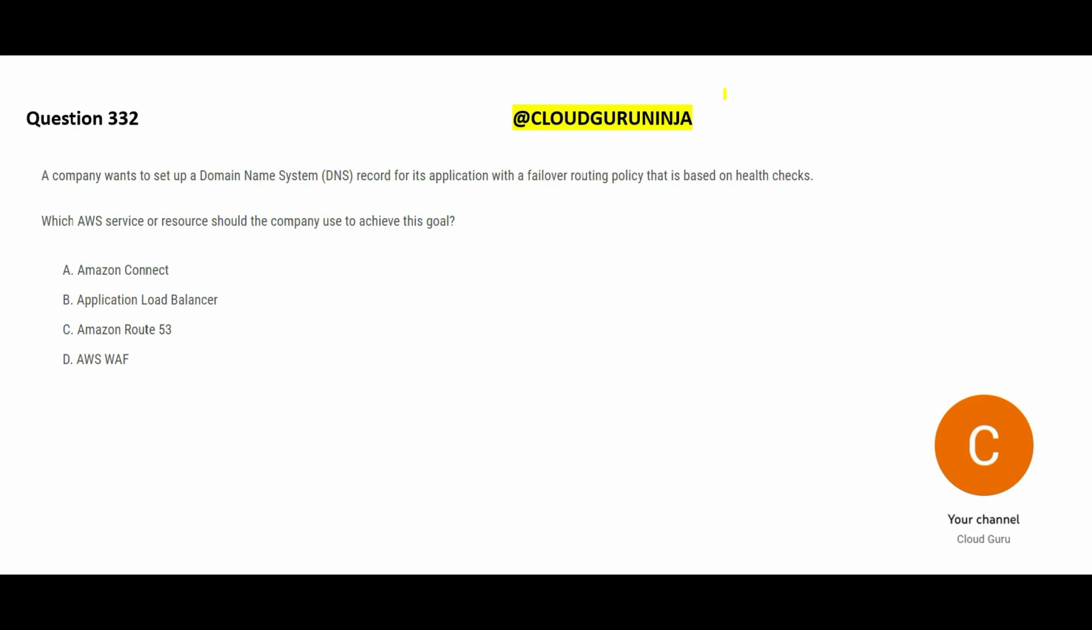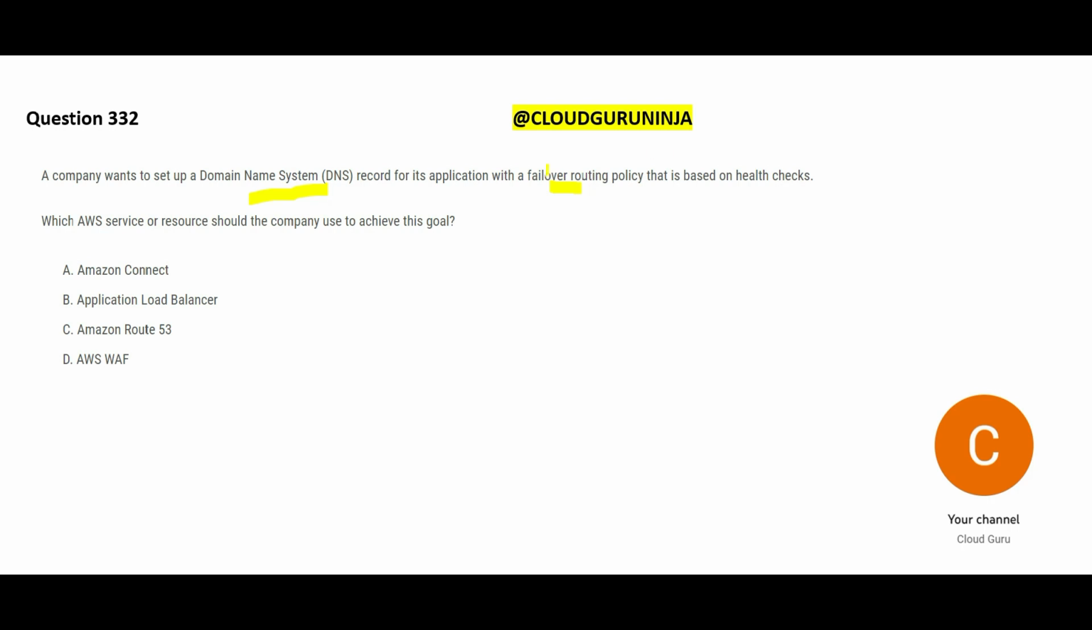See, in this next question, you want to set up a domain like DNS record. Why? Because for this application, a failover routing policy that is based on health checks. Okay, and which resource should you use? See, what is routing policy? Failover routing policy means if one system fails, it gets routed to another system. Okay, so that is what.